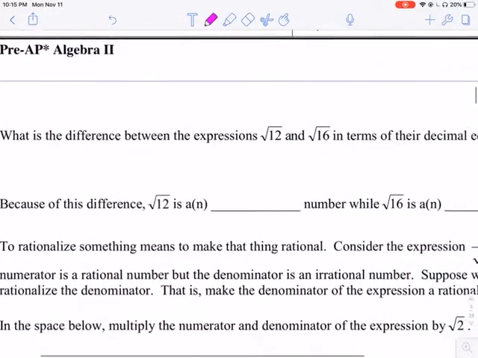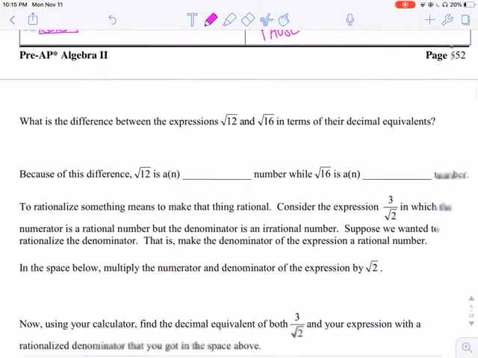Cool. So this next section says, what is the difference between the expressions square root of 12 and square root of 16 in terms of decimals? So square root 12, when you find the decimal, is going to go on forever and ever. And square root 16 is just the number 4.